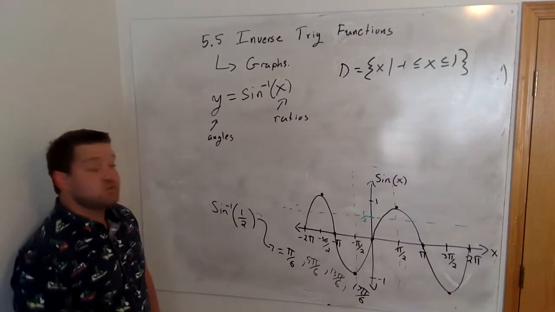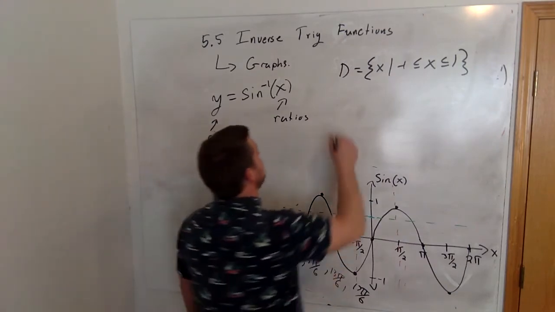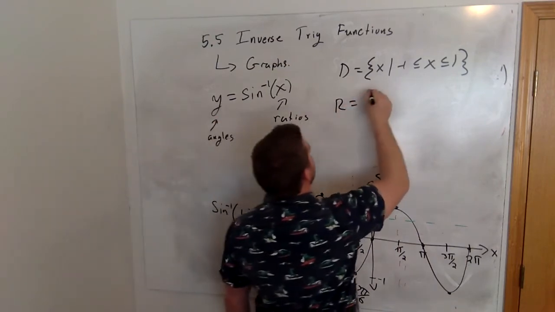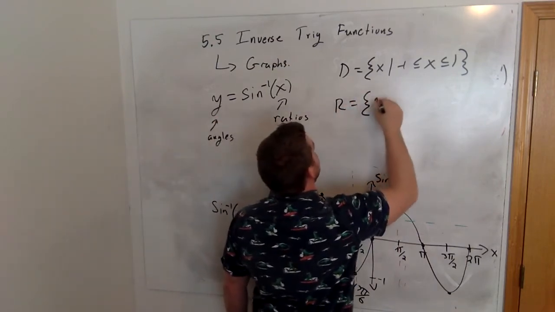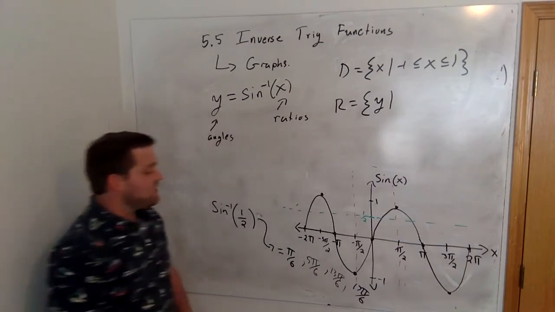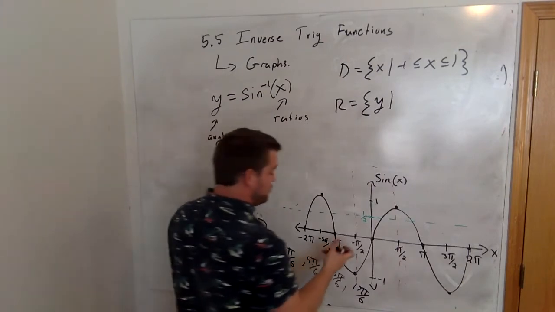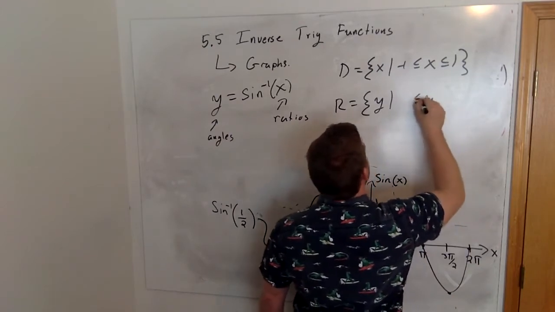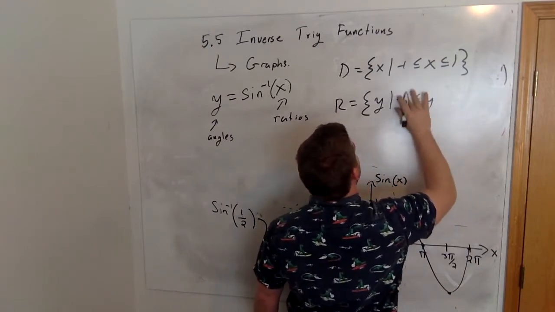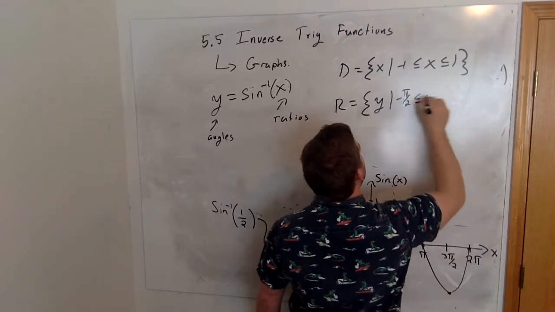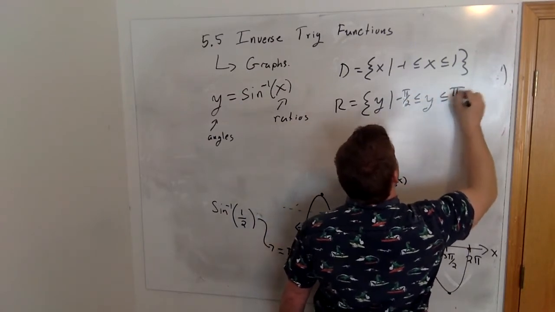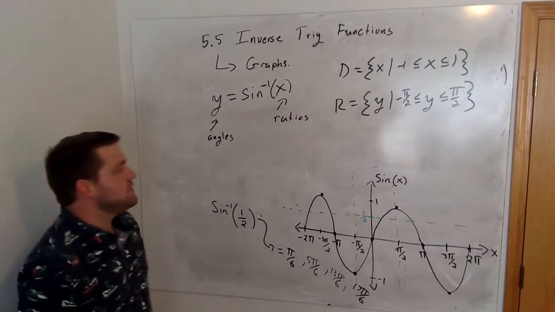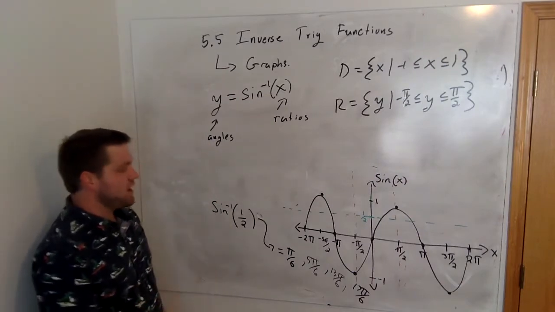Now I have to choose its range. What possible angles is it going to allow me to spit out? Well, I've restricted it so it's actually only going to spit me out angles between -pi/2 and pi/2. It'll only spit me out angles between -pi/2 and pi/2.